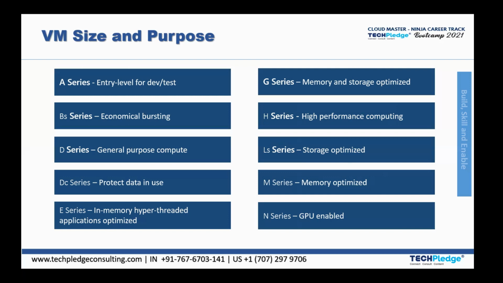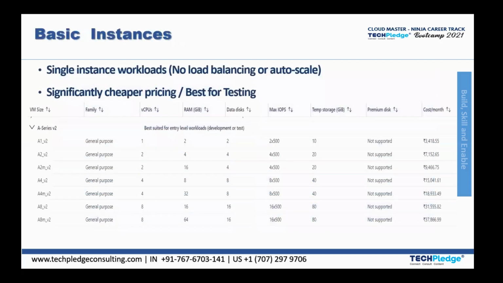M series is memory optimized. If you want both together, you can go with G. If you want them separately, only storage, not memory, you can go with LS or M respectively. N series is for GPU enabled machines.